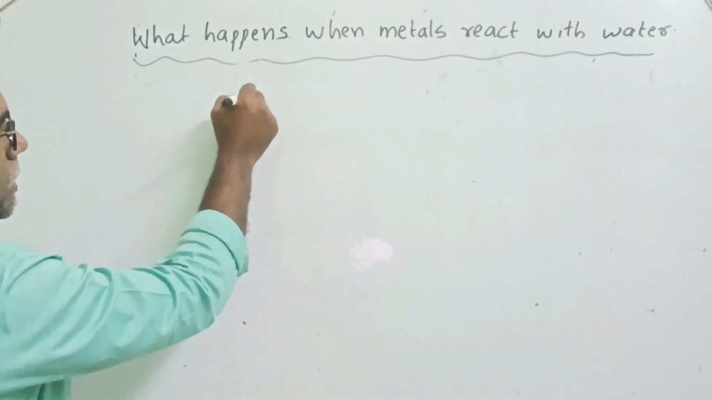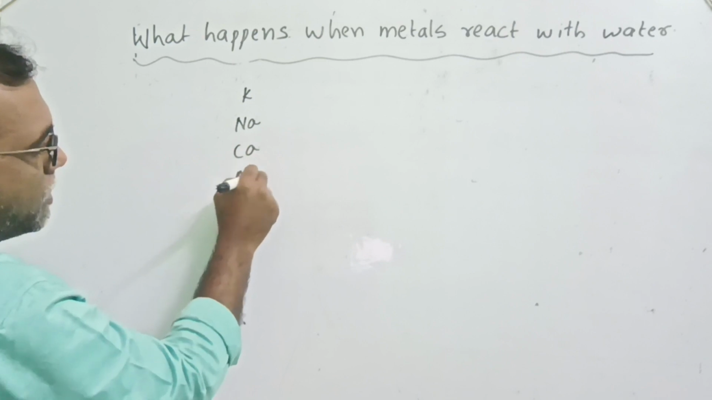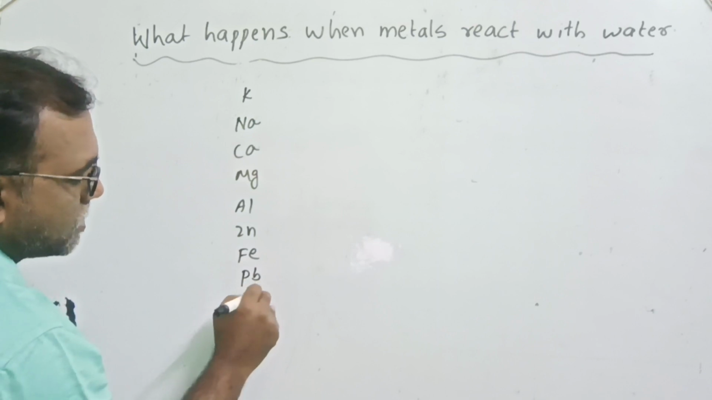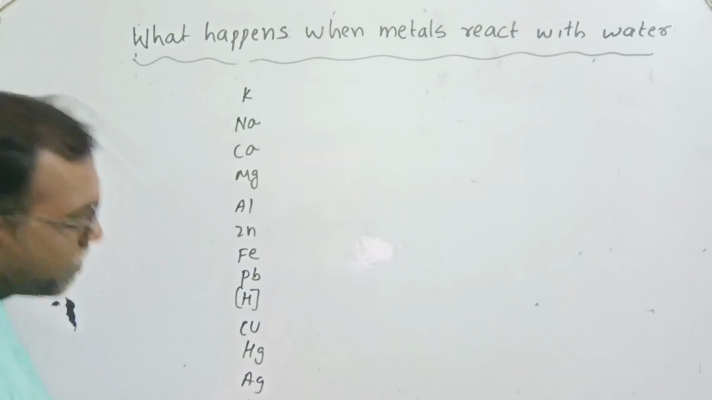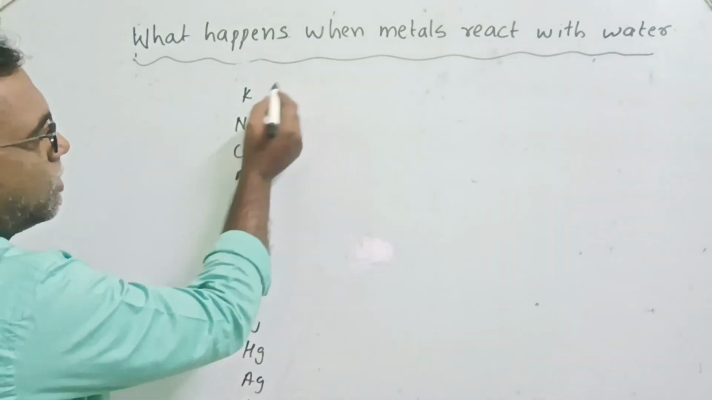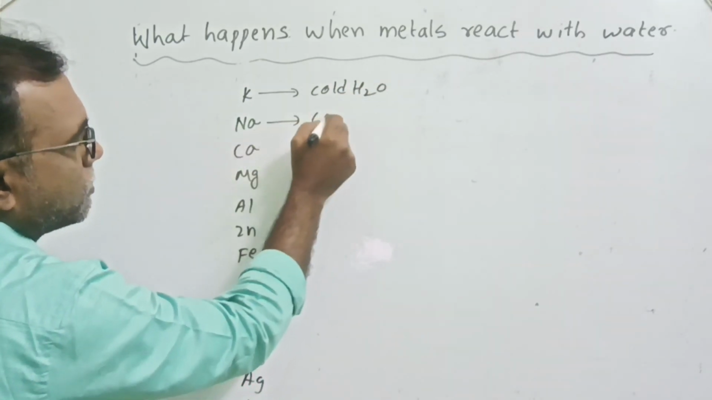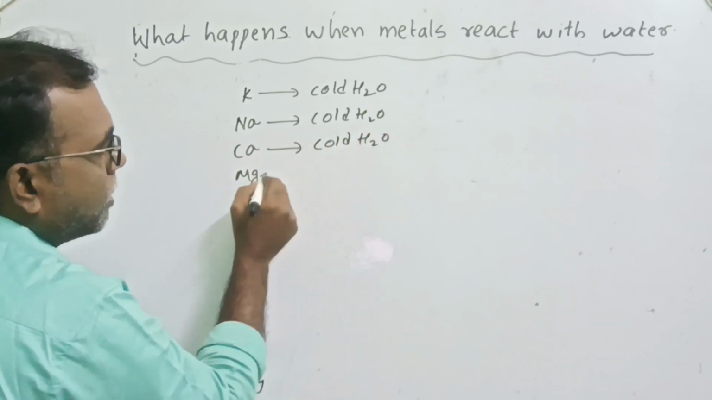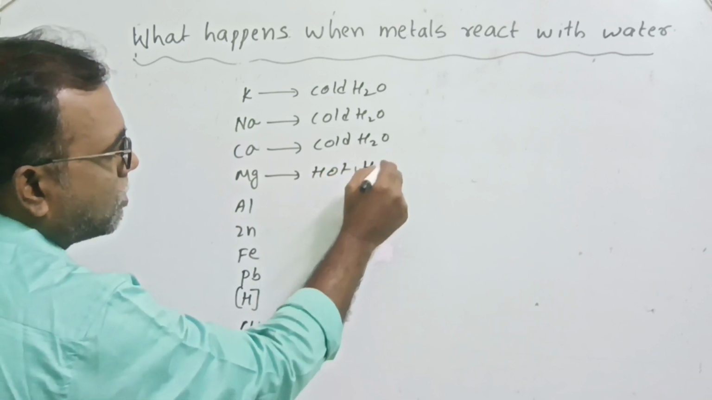Now I am writing the reactivity series in decreasing order: potassium, sodium, calcium, magnesium, aluminium, zinc, iron, lead, hydrogen, copper, mercury, silver, gold. Okay, as per 10th class CBSE, this much is enough. So in this, potassium reacts with cold water, sodium also reacts with cold water, calcium also reacts with cold water, and magnesium reacts with hot water.